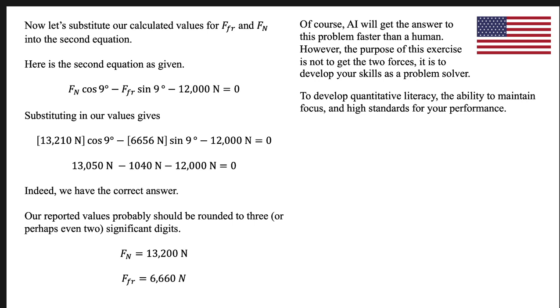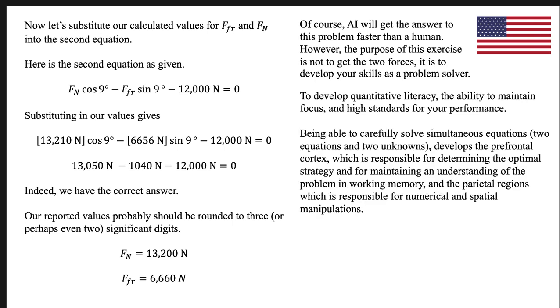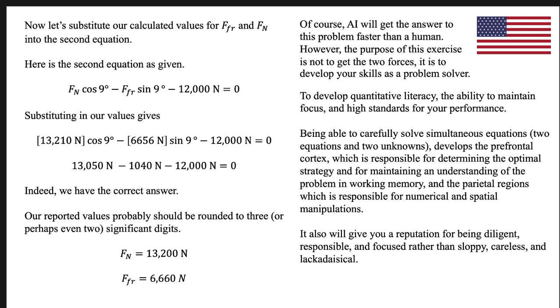Maintain focus. Have high standards for your performance. Be reliable. So to be able to carefully solve simultaneous equations, you have to keep track of a lot of stuff. It develops the prefrontal cortex. Determining optimal strategy. Maintaining an understanding of the problem in working memory. Working memory is very important to have. Keeping a lot of things in your head simultaneously. That's what this does. It develops that part of the brain. The parietal regions, numerical and spatial manipulations. And it will give you a reputation for being diligent, responsible, and focused, rather than sloppy, careless, and lackadaisical.